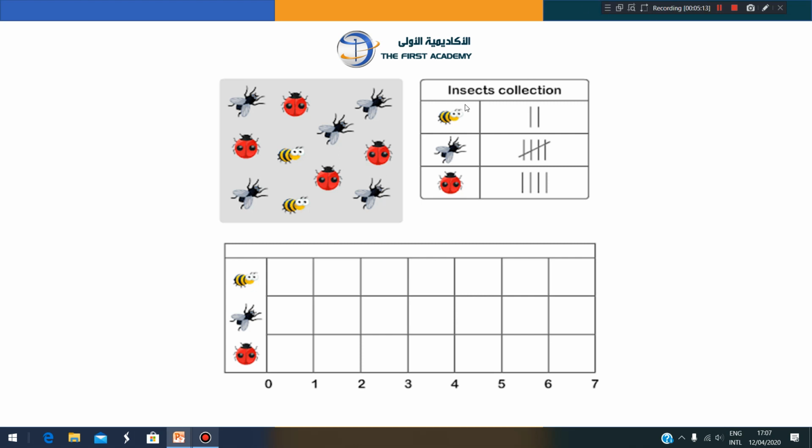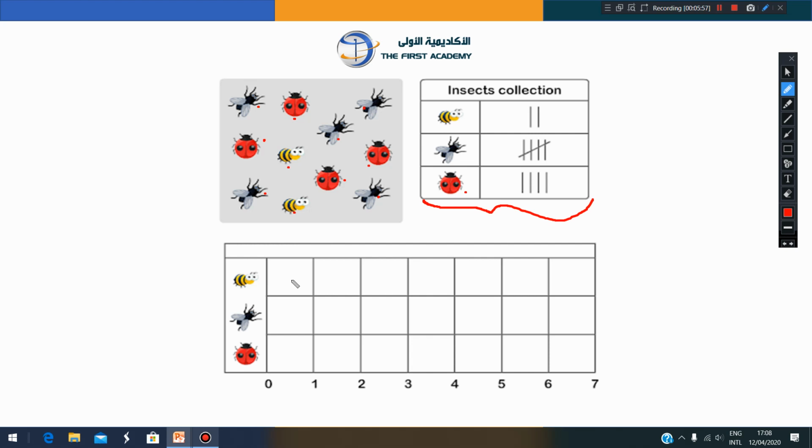So here is our topic or the title of the survey or of the data that we have. Now, let's count together. We have one and two bees, and we have that right here. Then we go for the flies. We have one, two, three, four, five flies, and it's shown right here with the tally mark. And then we go for the ladybugs. We have one, two, three, four ladybugs. So this is the data that we have. The information is right here. So now we have to pass this information into a picture graph.